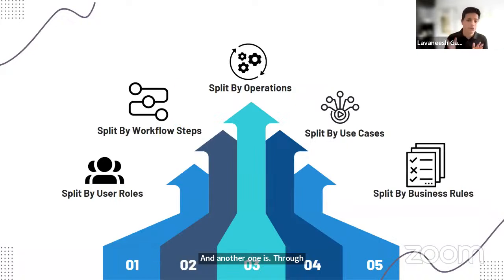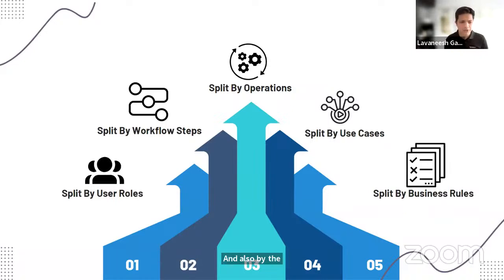Few users, few personas, sometimes they have got certain workflow steps they have to follow. So we can split by that, split by operations like editing, creation, deleting, what kind of operations we can do, split by business scenarios, or you can say the use cases, and also split by the business rules as well.